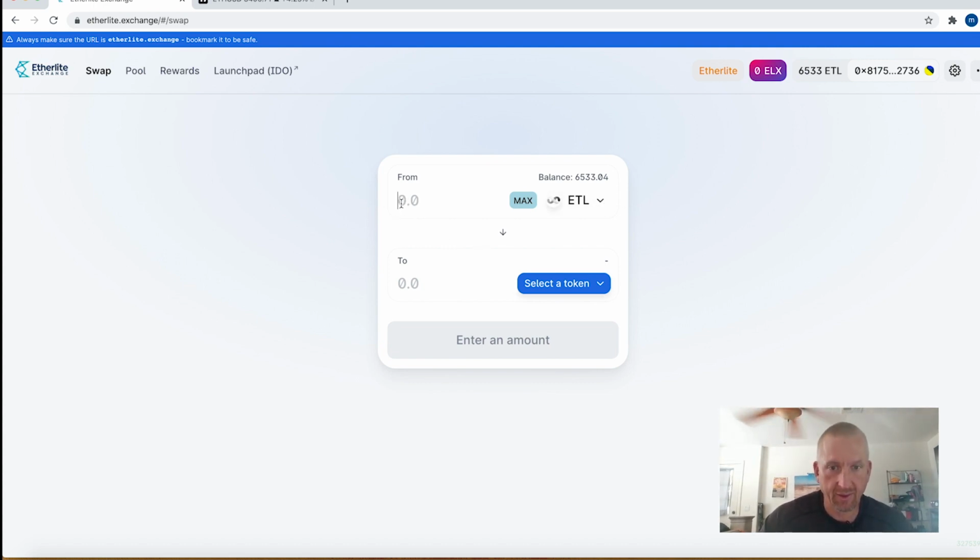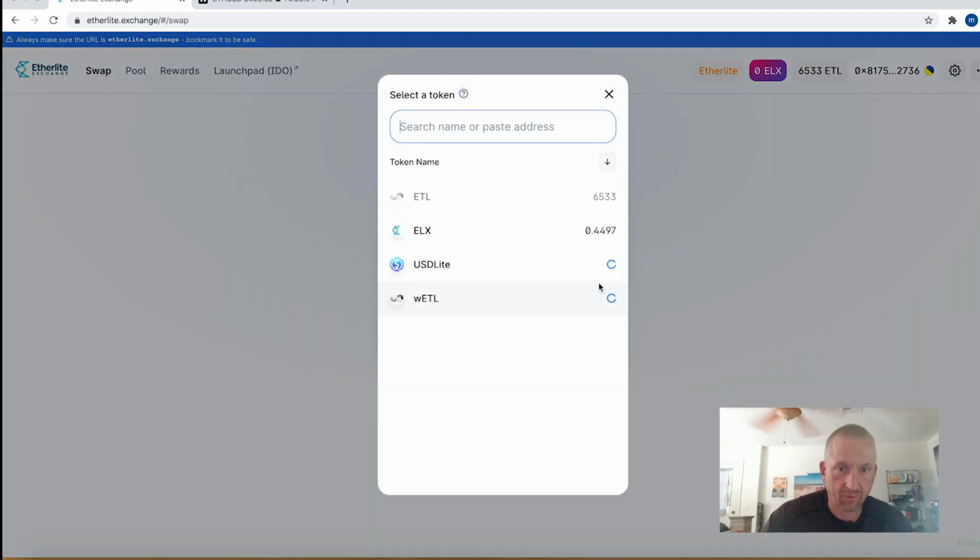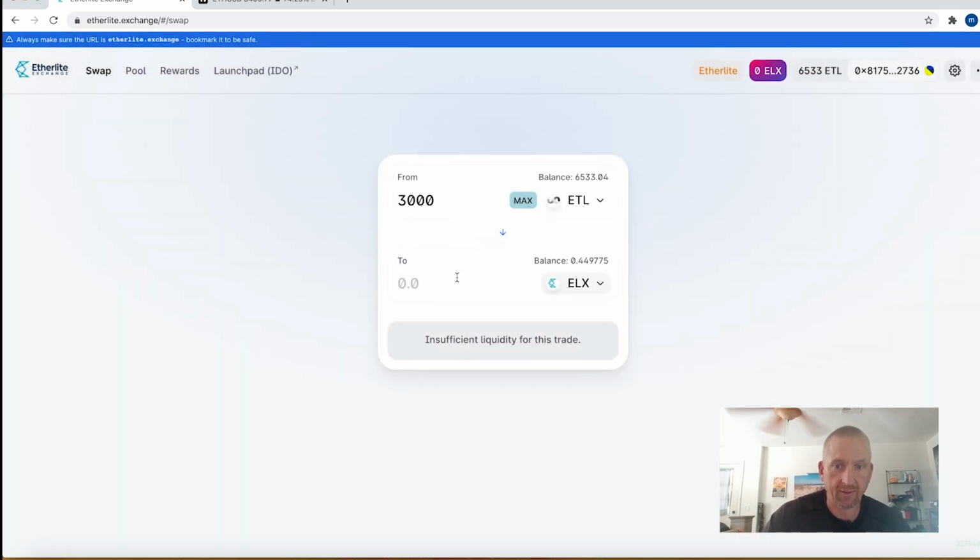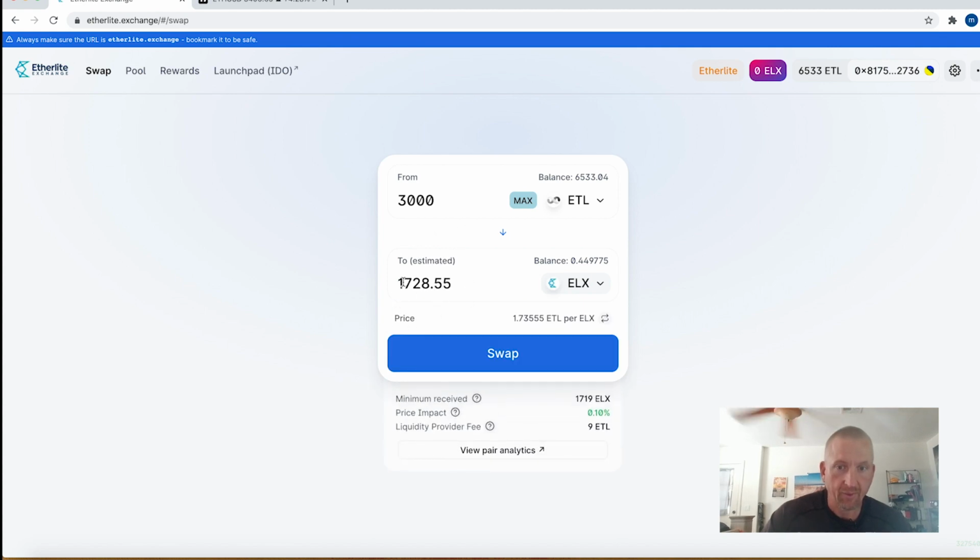And here's the thing you do. So what I originally did is I put in 3,000 ETL. You click on your token that you want to swap for. I don't want to swap for wrapped ETL. And then you go to ELX. And for 3,000 ETL, it says you'll be able to get 1,728 ELX. Right now, here's the price of ELX.